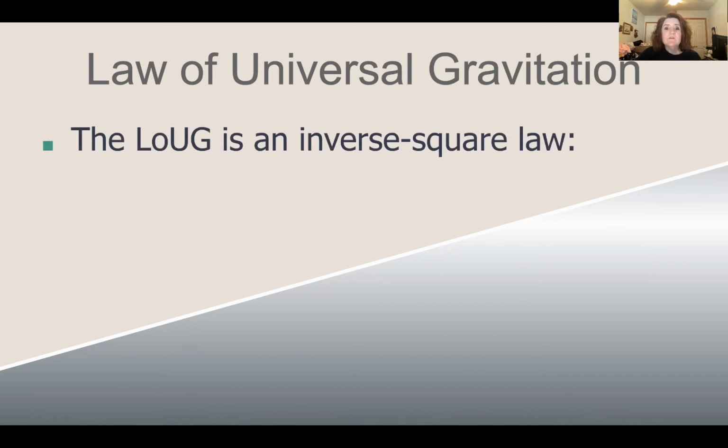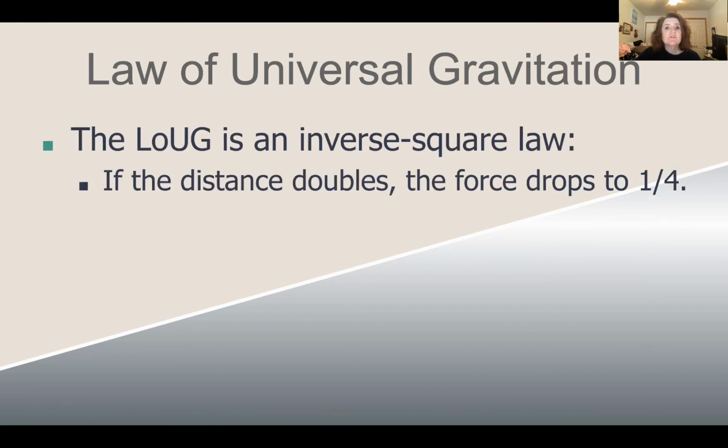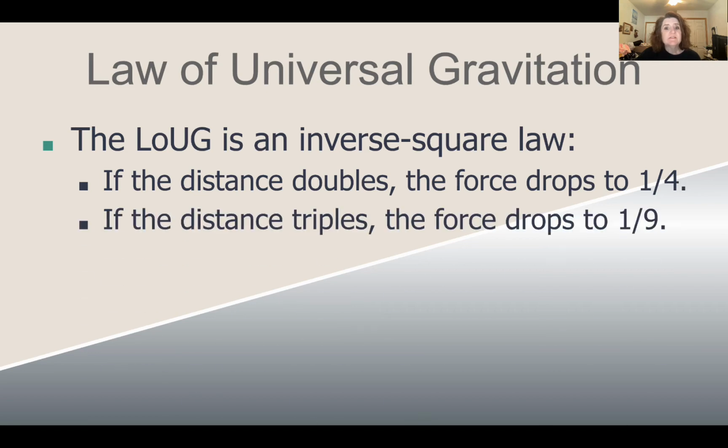The law of universal gravitation is an inverse square law. That means if the distance doubles, the force would drop by a fourth. If the distance triples, the force drops by a ninth. If distance is multiplied by 10, the force would be divided by 100.